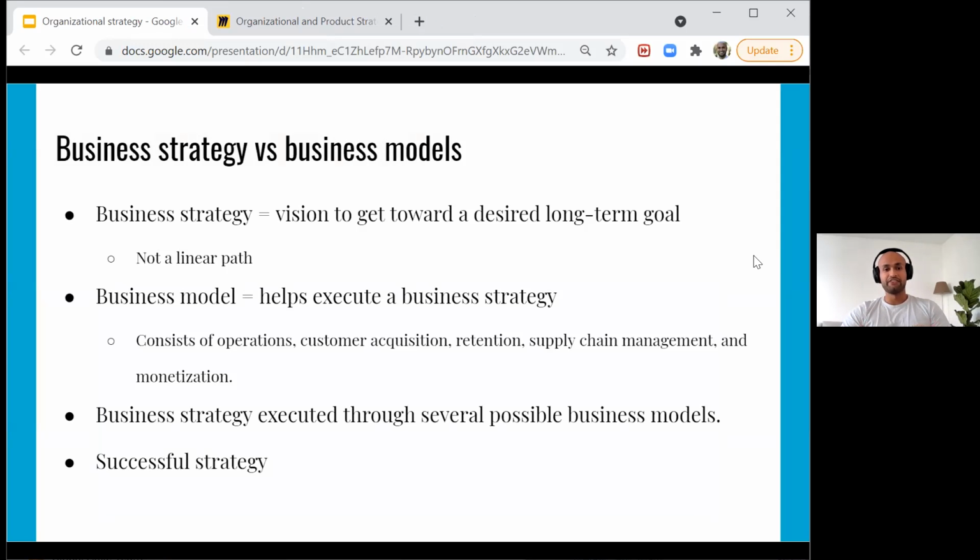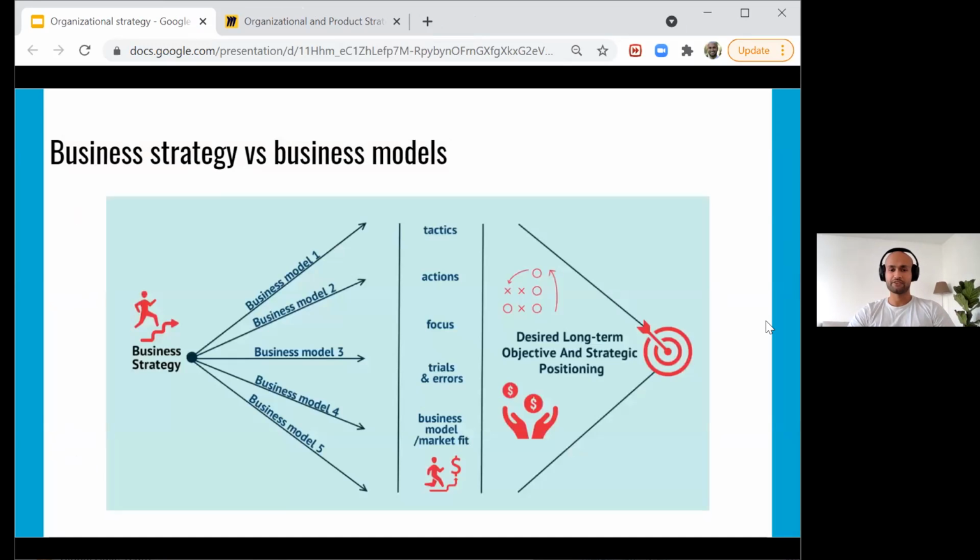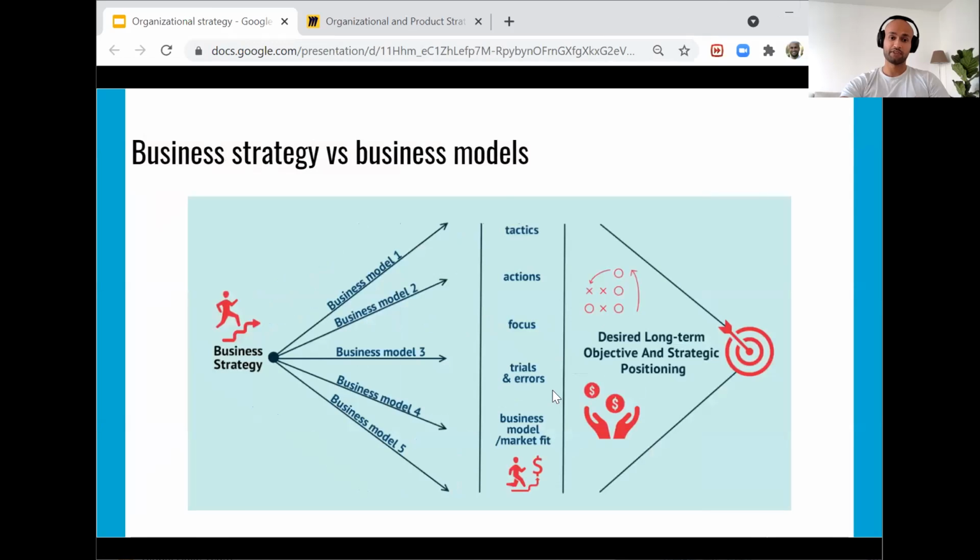So the strategy then drives the different business model that you have. Yeah. And to have a successful strategy, as we'll look at in the next few slides, you need more than just one successful business model or one successful product. So this is a great image that describes the relationship between business strategy here on the left, and the different business models that help you achieve your vision on the right. Yeah. And in the middle, you have things like the tactics, the actions, the focus, or the decisions that you make, as well as trial and errors.